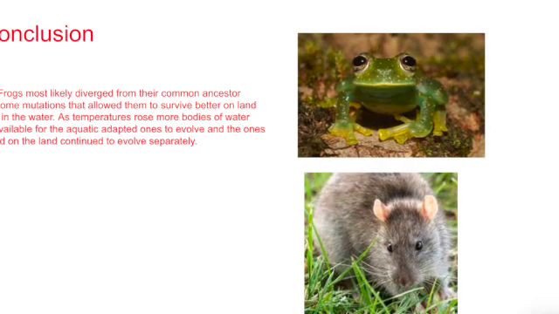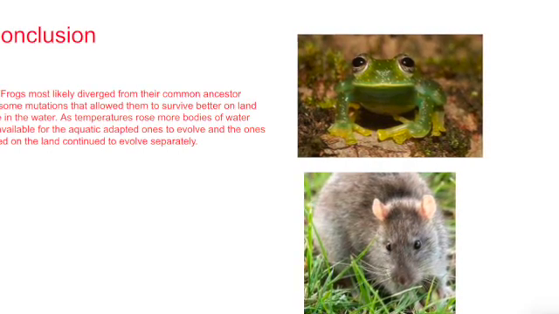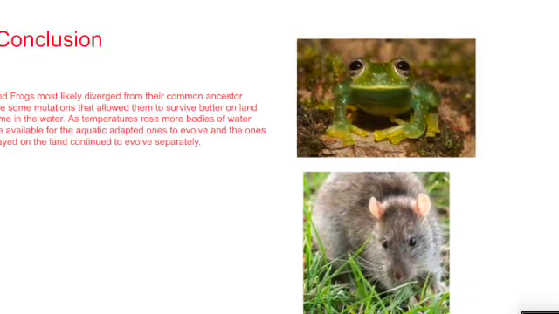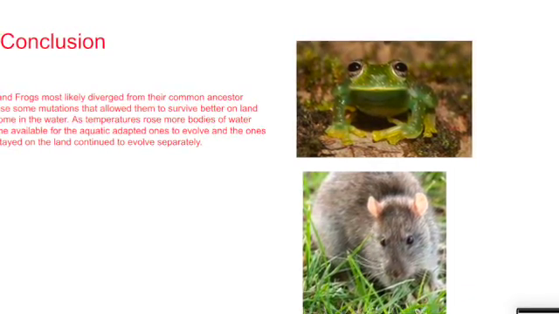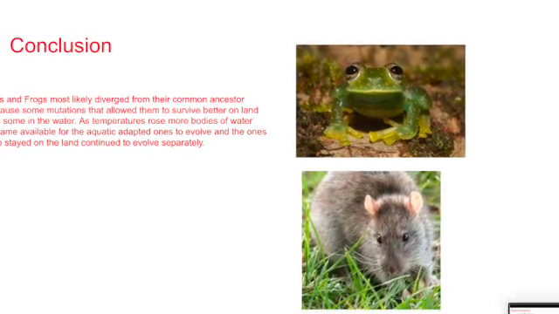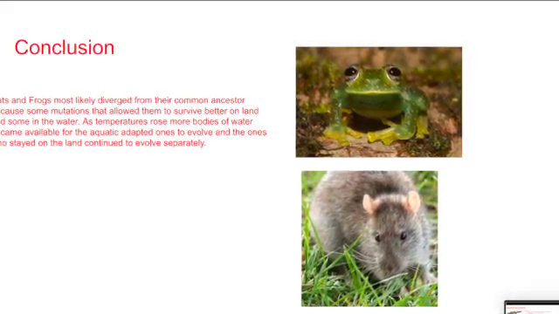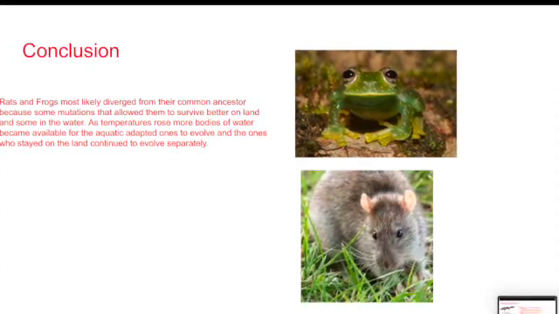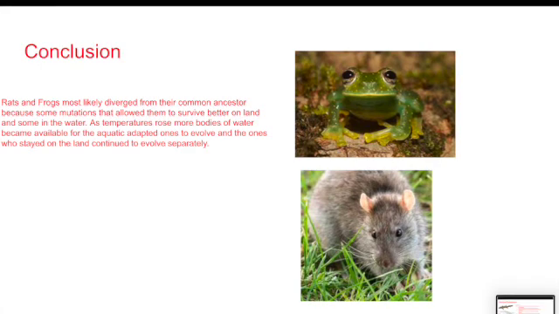From this lab, we can see that rats and frogs most likely diverged from their common ancestor due to some mutations that allowed them to survive better on land and some in the water. As temperatures rose and more bodies of water became uninhabitable by the aquatically adapted species, they evolved separately from the ones who stayed on land, and that is why we see such a big difference between the two animals today.